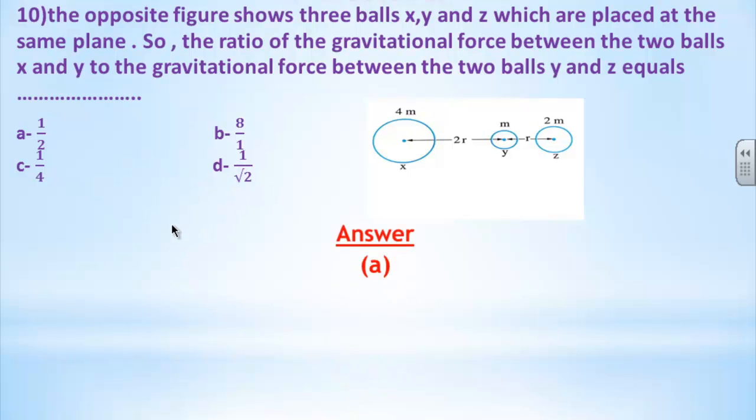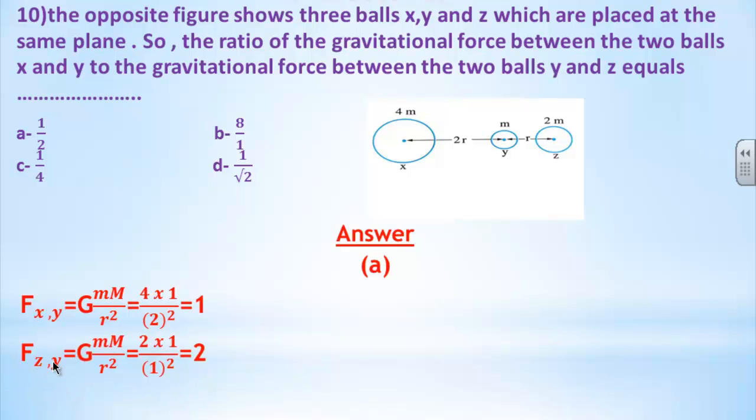Answer number A. F between X and Y equals G m m over r square. M here 4 and M 1, and r between them 2r. So equals 4 times 1 over 2 square, equals 1. Force between Z and Y: m 2 and the other 1. So 2 times 1, distance between them r, 1 square, 2 over 1 square equals 2. Ratio will be 1 over 2, half. Number A.